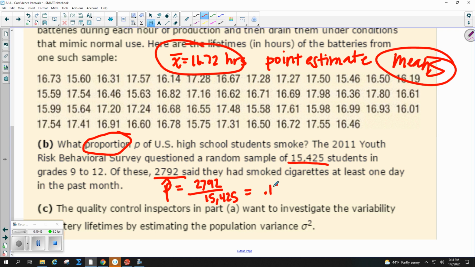So about 18% from this survey said that they smoke. So P hat is our point estimate. All right, and you got to make sure you get the right notation. X bar for means, P hat for proportions.